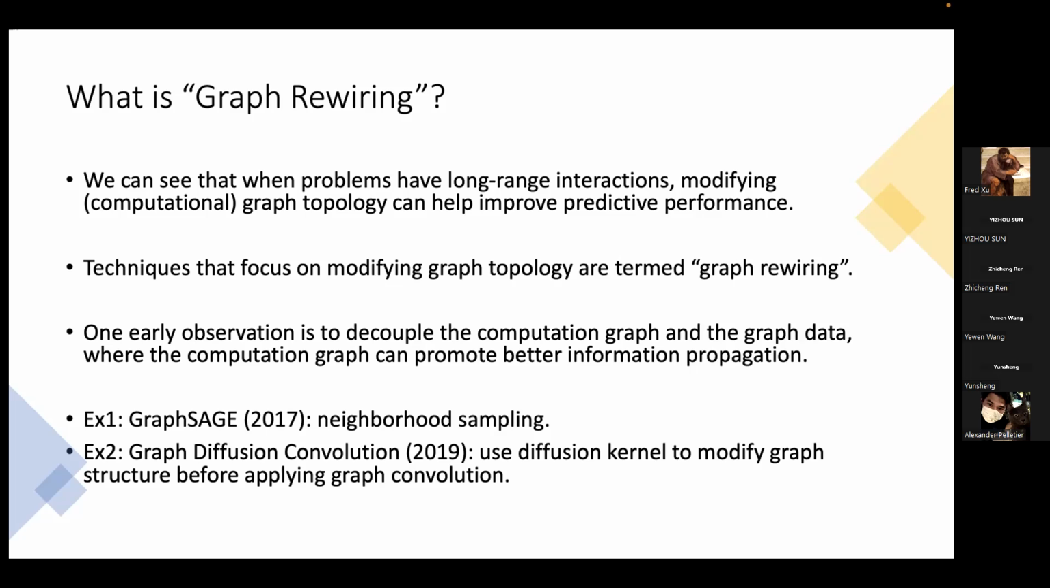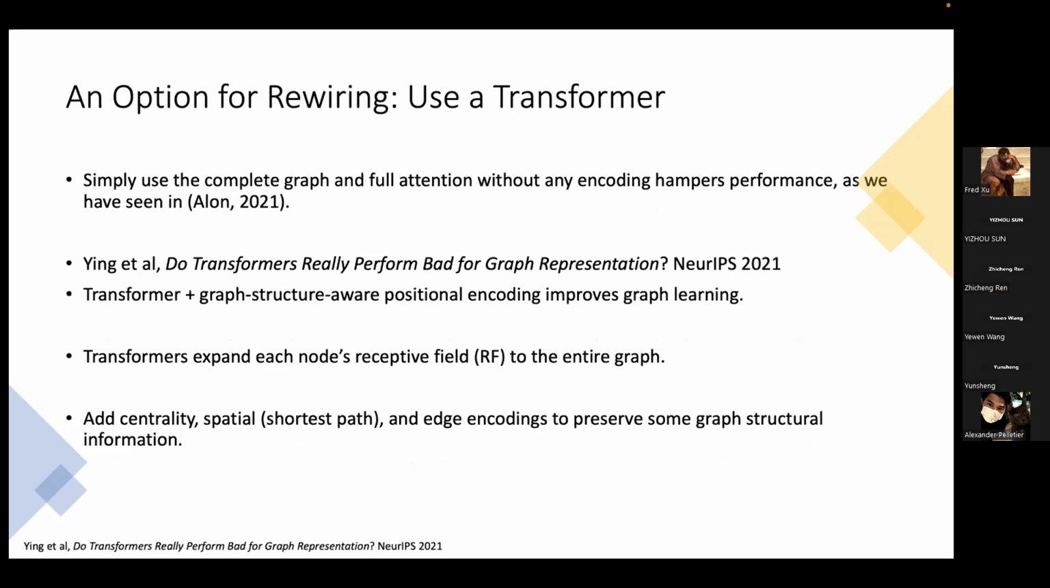But we can see that even in 2017, the GraphSAGE paper does some neighborhood sampling to address scalability issues, and also generalization issues. So they kind of decouple the computation graph from the graph data. And later on, I will also go over the graph diffusion convolution paper, which uses a diffusion kernel to modify the graph structure before applying the GNN.